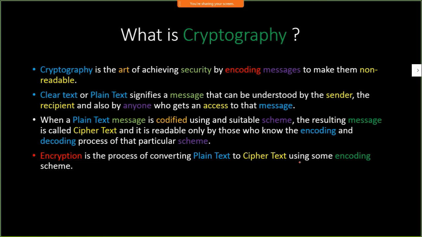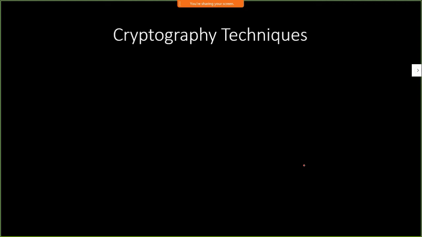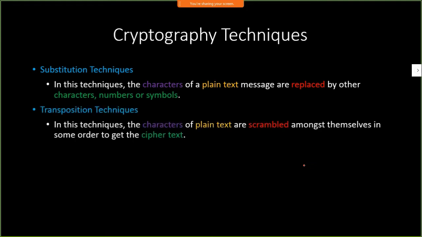Encryption is a process of converting plain text to ciphertext using some encoding scheme. Decryption is the process of converting the ciphertext to the plain text using some decoding scheme. So in cryptography, there are two types of techniques. One is the substitution technique, another is the transposition technique. So what is the substitution technique?